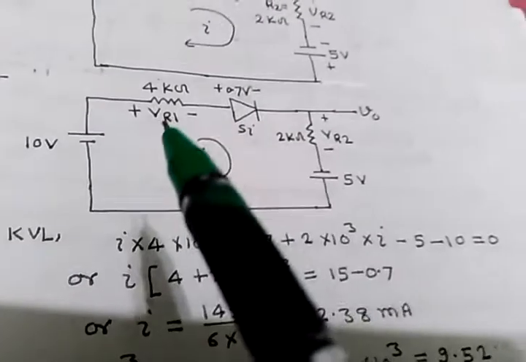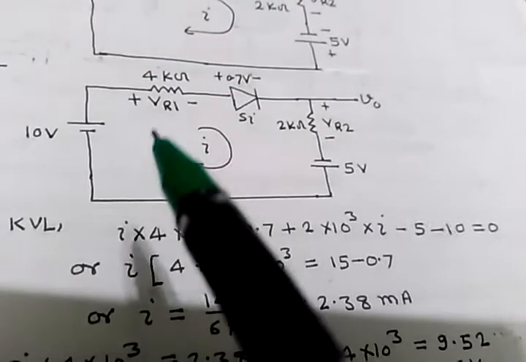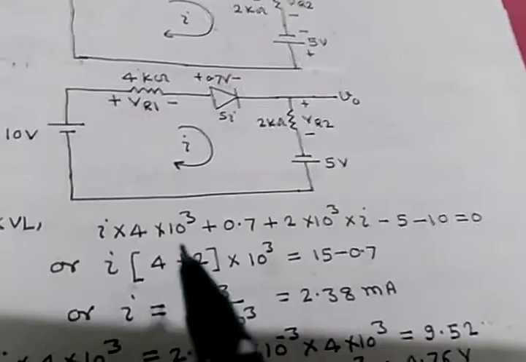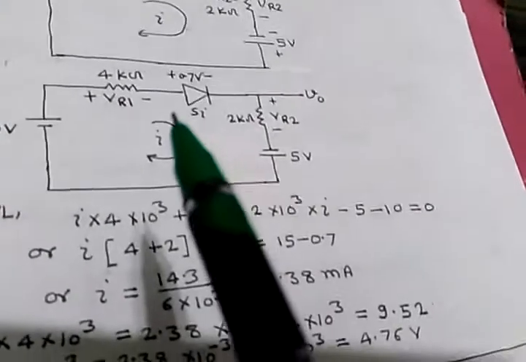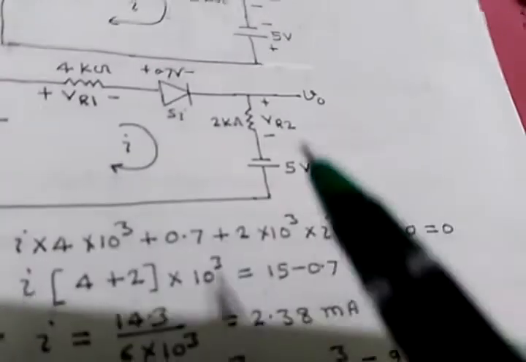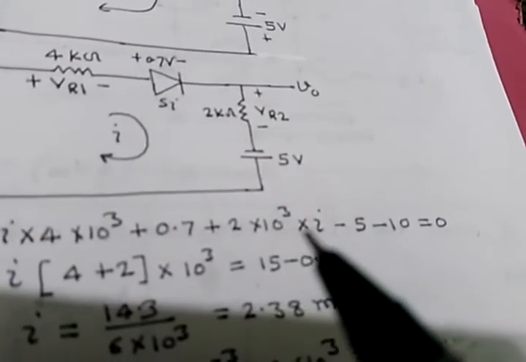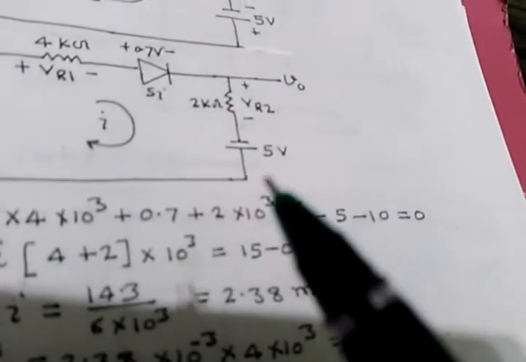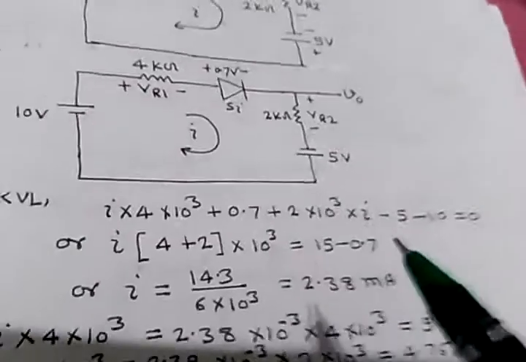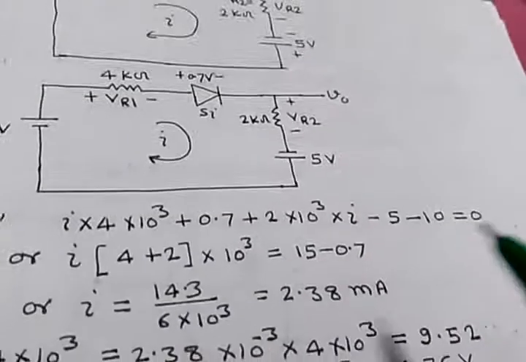We will start from this resistor, 4 kilo ohm. Voltage across this resistor means I into the resistance value 4 kilo ohm, I into 4 into 10 to the power 3, plus voltage across the silicon diode 0.7, plus voltage across this resistor 2 into 10 to the power 3 into I. Then we have to include in this equation minus 5 and then minus 10. The addition of all these voltages will be 0.